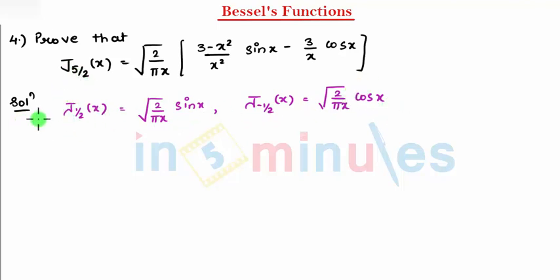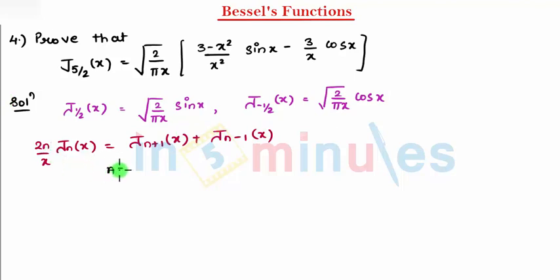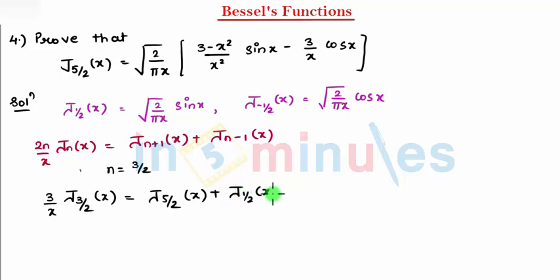So again, to get 5 by 2, I start with one of the properties. I write the property here: 2n by x Jn of x is equal to Jn plus 1 of x plus Jn minus 1 of x. So let's substitute n. Let n be 3 by 2. Here it will be 3 by 2, the 2 cancels. 3 by x J 3 by 2 of x is equal to J 5 by 2 of x plus, 3 by 2 minus 1 gives me, J half of x.